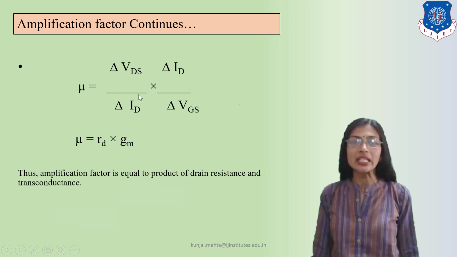So we will get the cancellation of ID, and we will get the two parameters VDS upon VGS, two quantities, and if we have this ratio of VDS upon VGS, that is equal to mu. So in simple language, mu can be defined as RD into GM, RD multiplied by GM. Thus, amplification factor is equal to the product of drain resistance and transconductance.